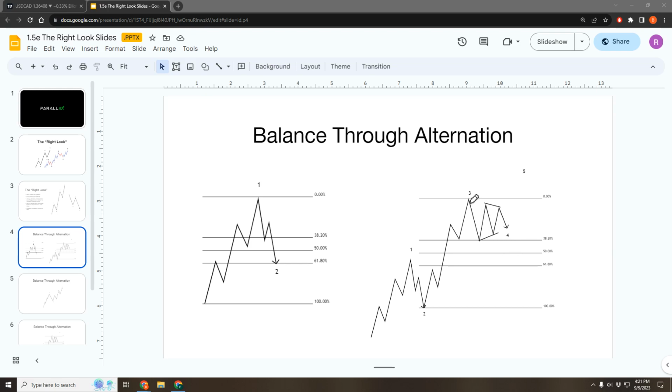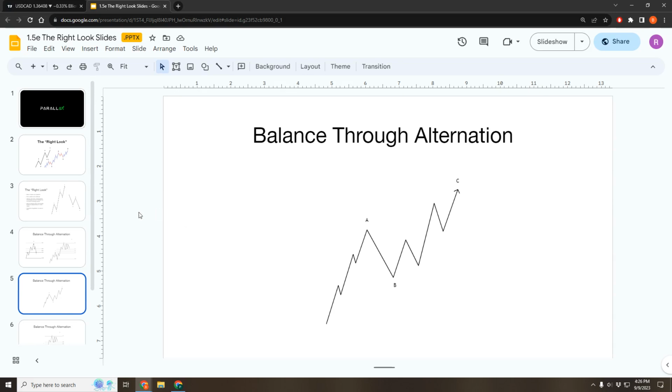Well, this wave 4 took its time. It meandered a bit more. It wasn't as decisive and sharp as this wave 2. And if we look at the Fibonacci retracement, it was much shallower. It only made it to that 38.2% retracement level. So in this example, we have a nice look. We have that right look that is nicely balanced through the guideline of alternation.